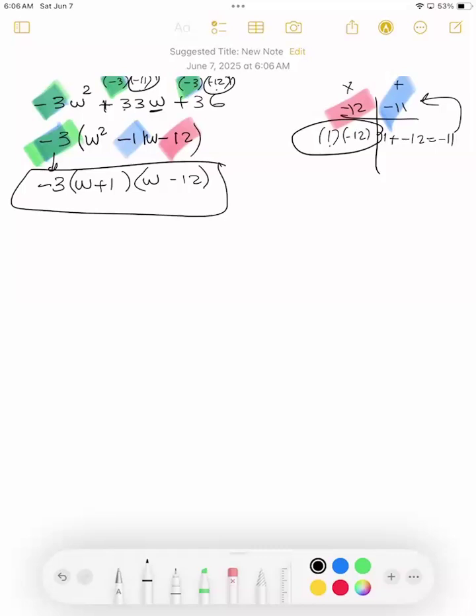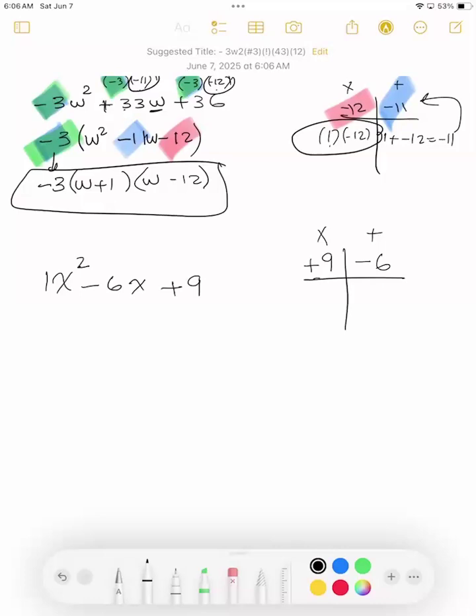So let's do one more here. We have x to the power 2 minus 6x plus 9. This is 1, so I just go ahead and try to factor it. I want to find two numbers to multiply to give me positive 9, and when I add, I get negative 6. First I write this as x and x. I look for two numbers to multiply to get 9.